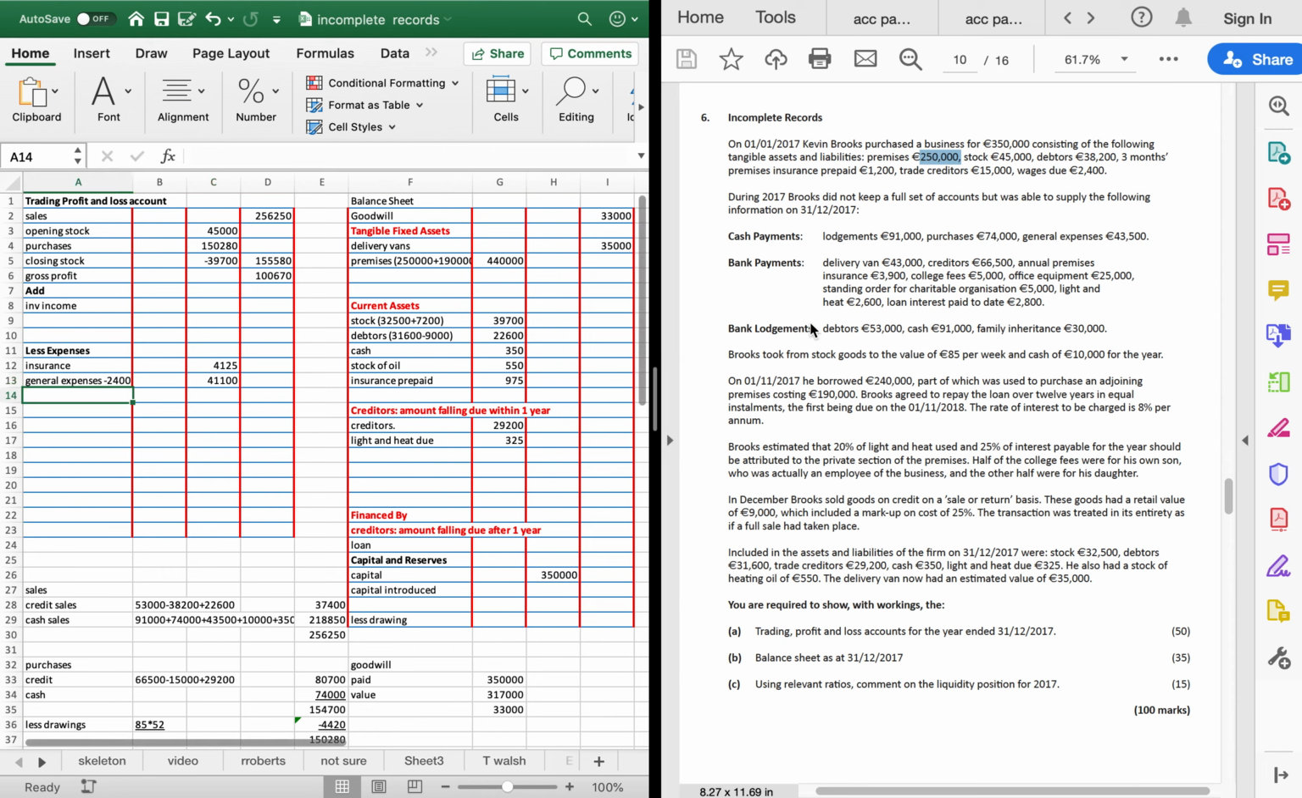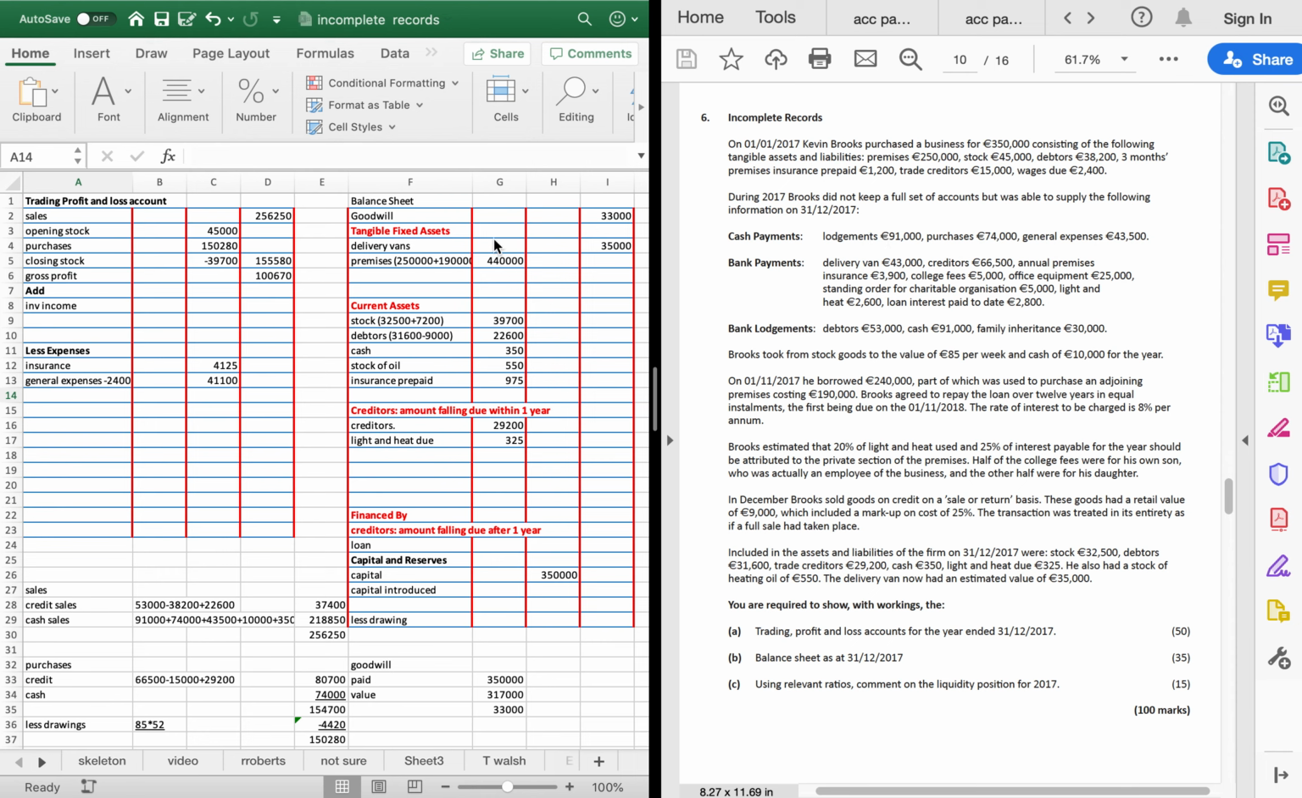Okay, so that's that done. So we've everything from the top done. We've most of our tricky workings done. A couple to go, but we should fly through the rest of it. Lodgements, that's dealt with. That's done as a contra entry, so nothing done there. Purchases is done. General expenses is done.